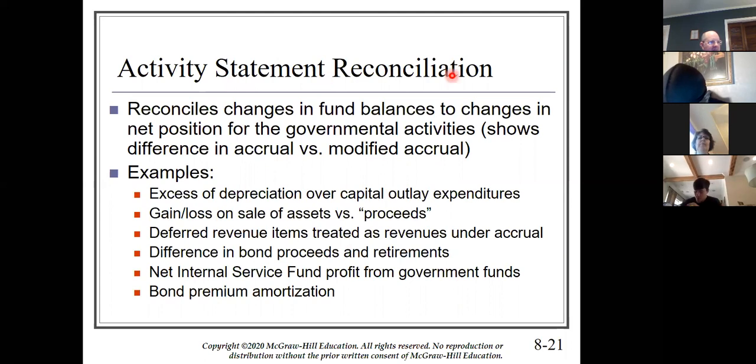So activity statement reconciliation reconciles changes in fund balances to changes in net position for the government activities. So it explains why the accrual basis ones are different from the modified accrual. So for example, depreciation is compared to capital outlay expenditures, gain or loss in sale of assets versus proceeds. Bond premium amortization is not included in modified accrual, and so on.